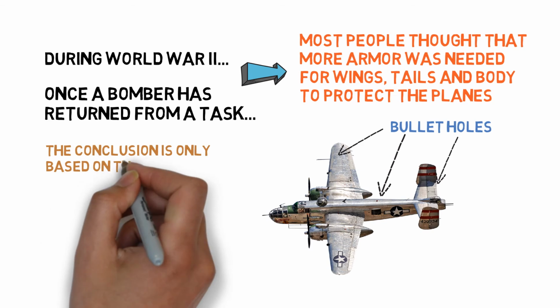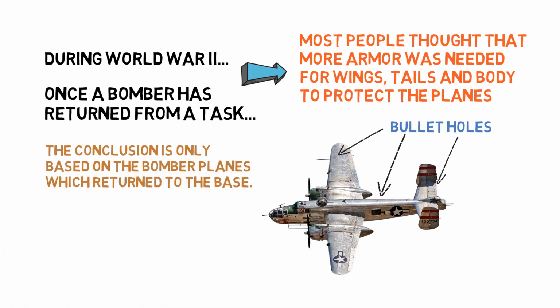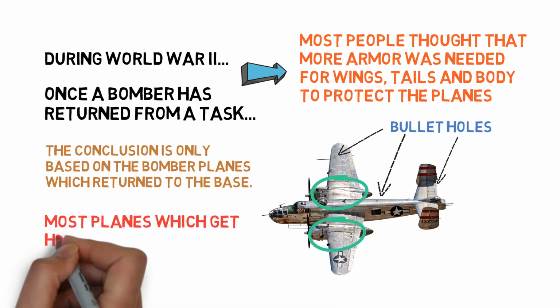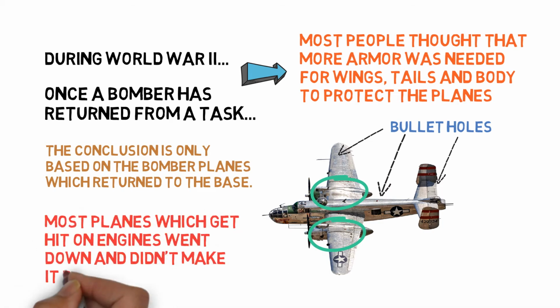He thought that the conclusion is only based on the bomber planes which returned to the base. Those planes which didn't get a chance to return have not been calculated. He mentioned that some parts such as engines should be the place to apply armor instead of the wings. Most planes which get hit on engines went down and didn't make it back home.